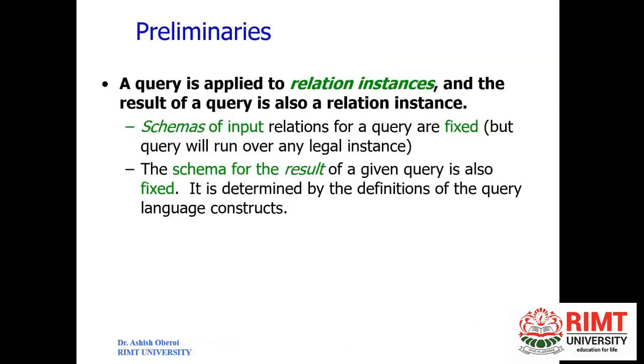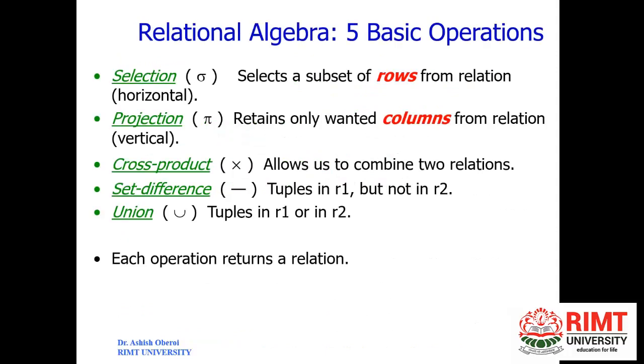Then we deal with various types of operations. In relational algebra, there are 5 basic operations. The first is selection. Selection selects a subset of rows from a relation, that is called horizontal. Clear? And selection means sigma. I advise everybody that if there is a query in the examination such as find out all the records of the student from the table, you need selection. Clear? Just note down the query.